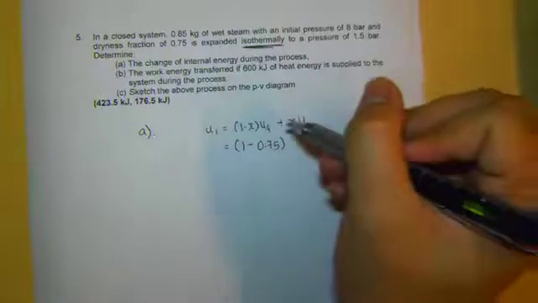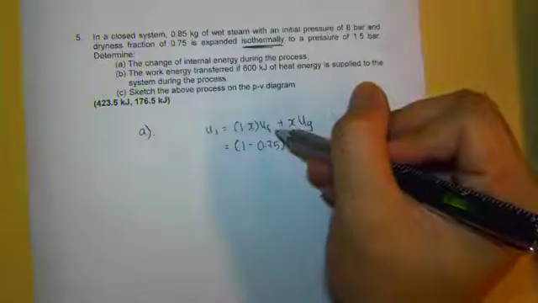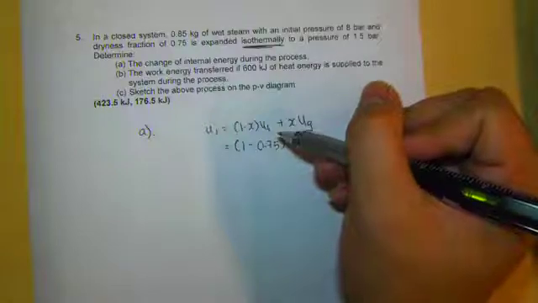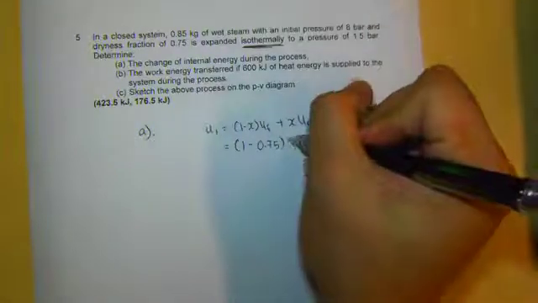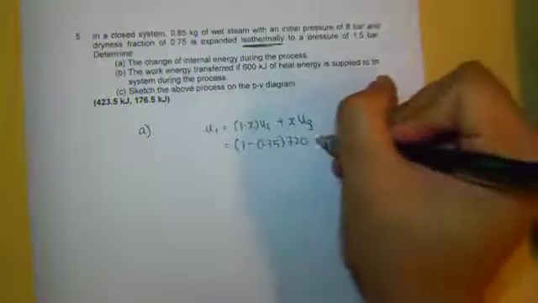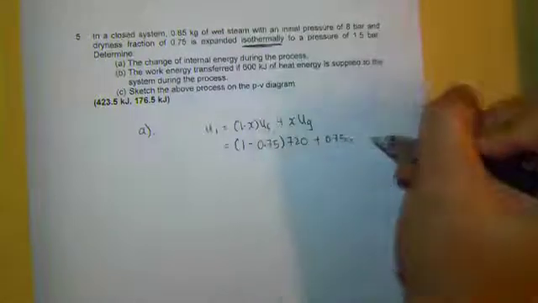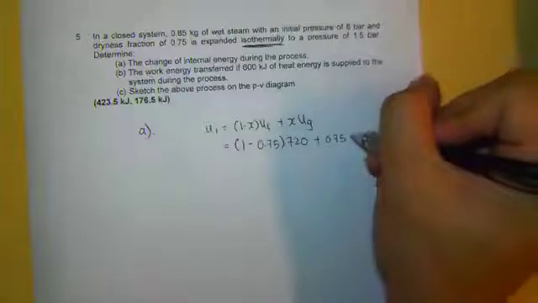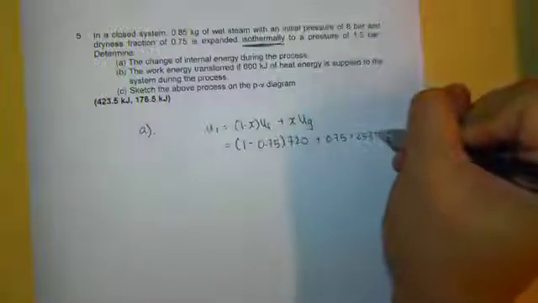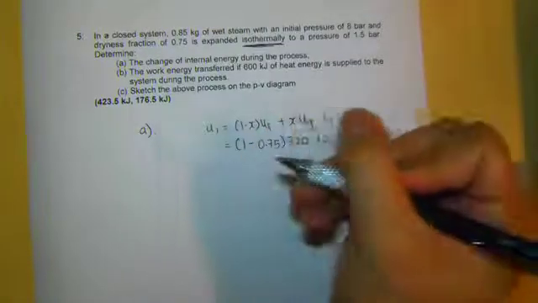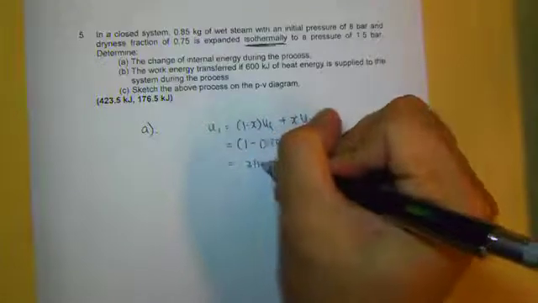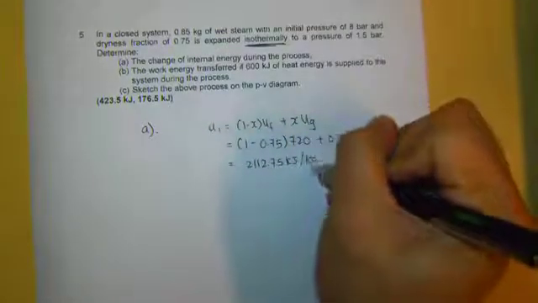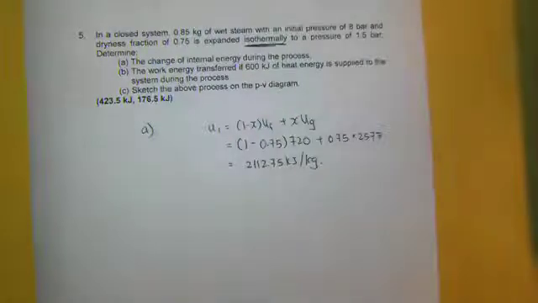The Uf will be the Uf at 8 bar. Referring to the table, Uf at 8 bar will be 720, plus 0.75 again times Ug at 8 bar. So Ug at 8 bar is 2577. Calculating these values, you will get 2112.75 kilojoule per kg. So this will be U1.